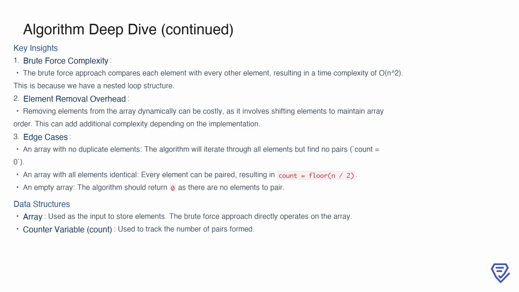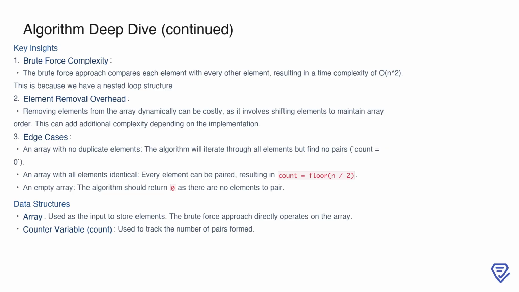It's also essential to consider specific edge cases. For example, if the array contains no duplicate elements, the loops will complete without identifying any pairs, resulting in a count of 0. On the other hand, if all elements in the array are identical, every element can be paired, and the total number of pairs will be the floor of n divided by 2, where n is the size of the array. In the case of an empty array, the algorithm should return 0, as there are no elements to process.